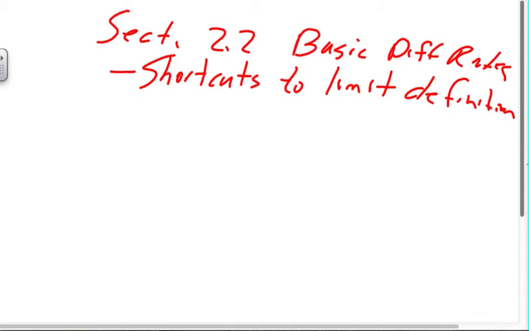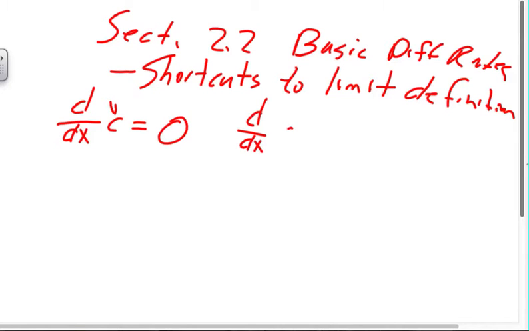So the first rule we're going to talk about is taking the derivative of some constant c. This is any number, it's just a constant. And that is always equal to 0. So let's say we need to take d/dx of 8. That's 0.